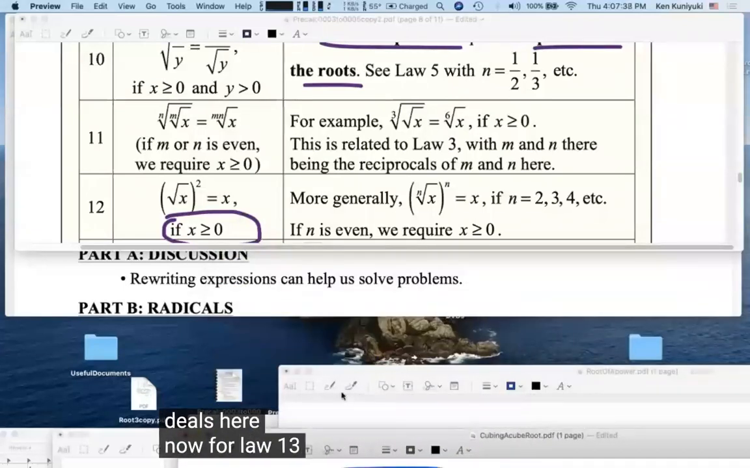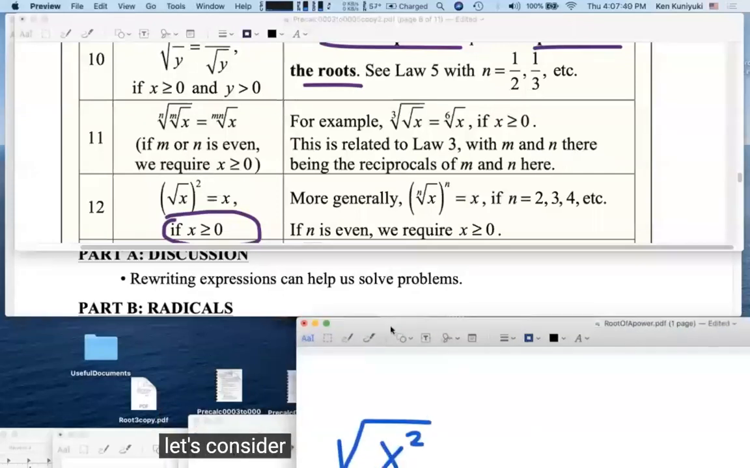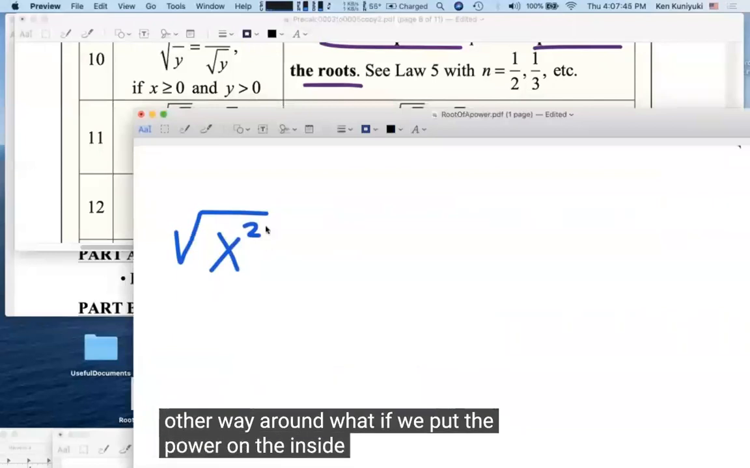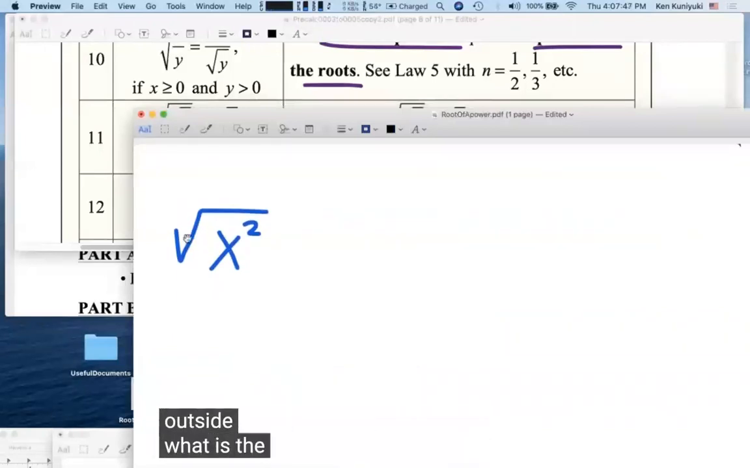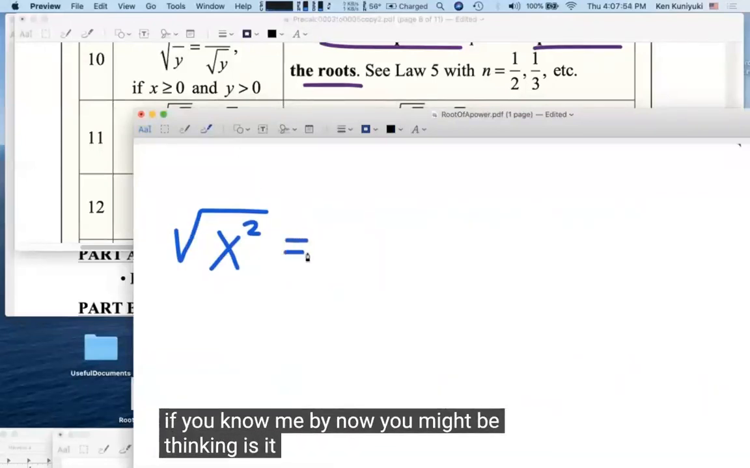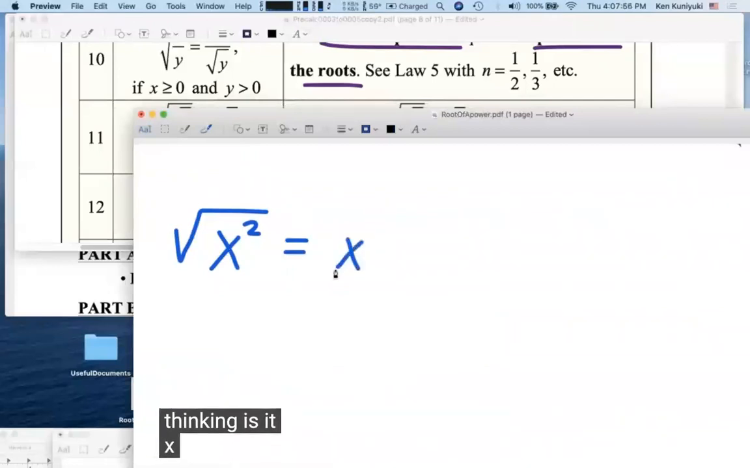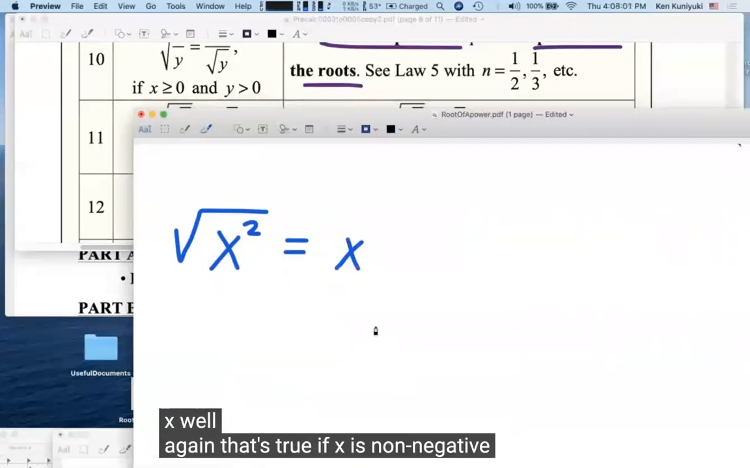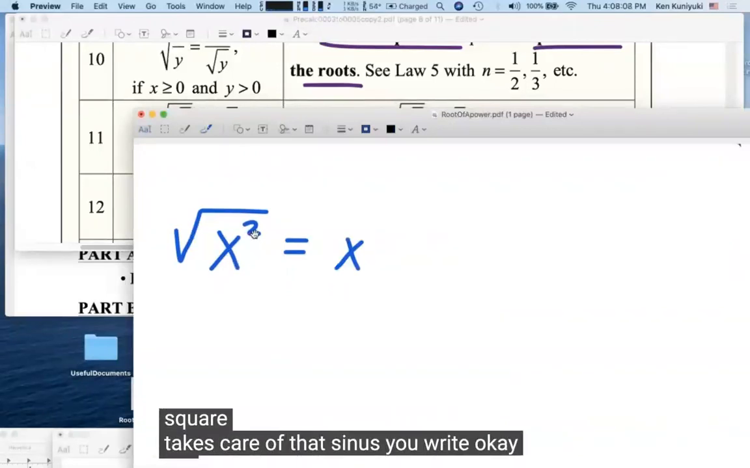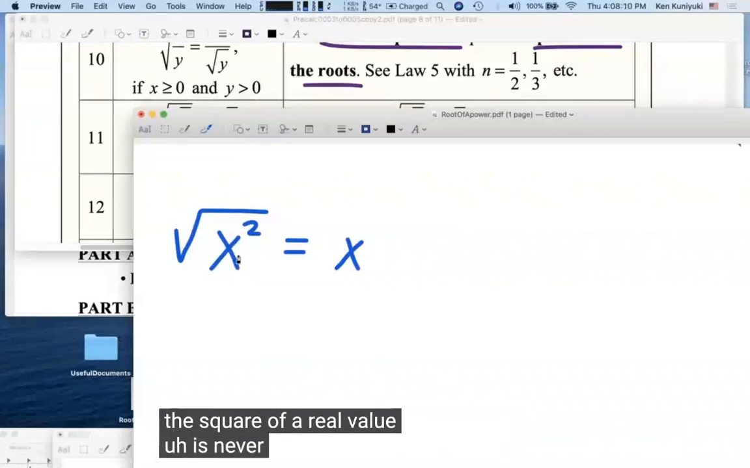Now for law 13, let's consider this. What if we go the other way around? What if we put the power on the inside, the root on the outside? What is the square root of x squared? Now, if you know me by now, you might be thinking, is it x? Well, again, that's true if x is non-negative. But then you might argue, well, wait, if x is negative, the square takes care of that sign issue, right? Okay, the square of a real value is never negative.